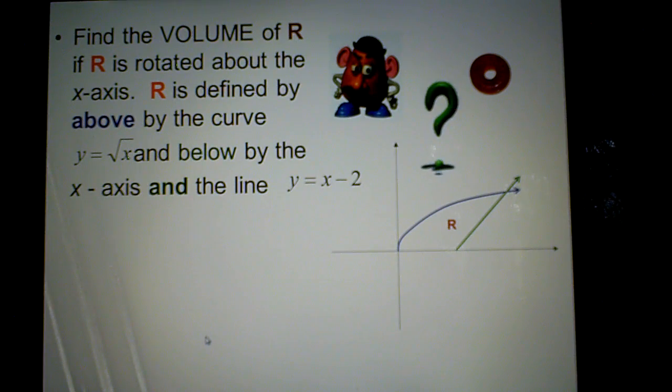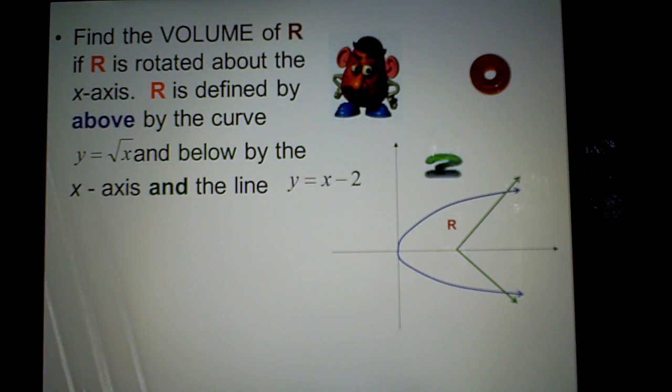Alright, so find the volume of the region R if R is rotated about the x-axis. R is defined above by the curve y equals square root of x and below by the x-axis and the line y equals x minus 2. So notice my bouncing question mark is there because the first thing you have to decide when you're doing these problems, am I a potato chip problem or am I a lifesaver problem? How you answer that question: does my original shape, before I revolve, lie all against the axis of rotation? And here, I hope you can see that you have two things going on.